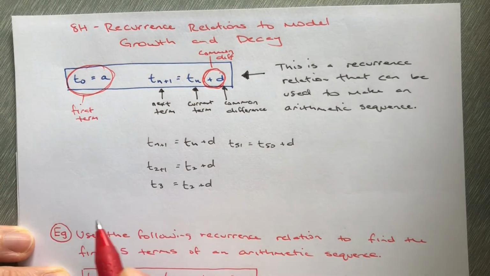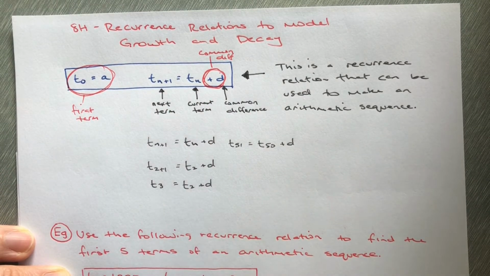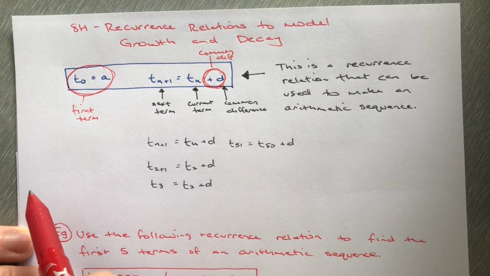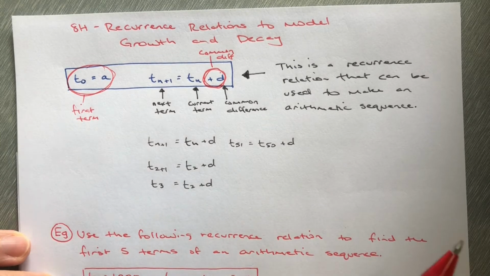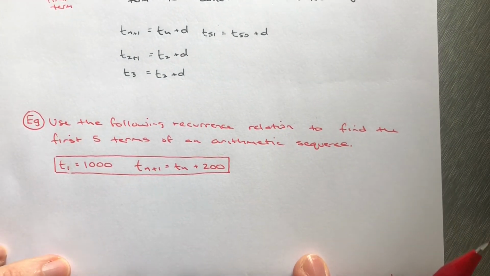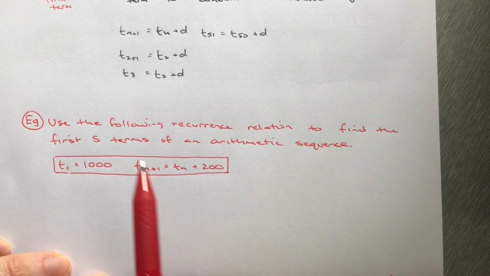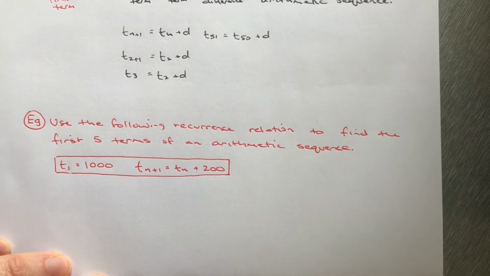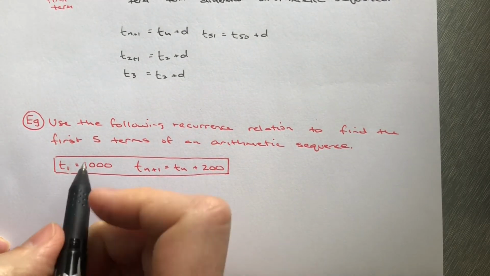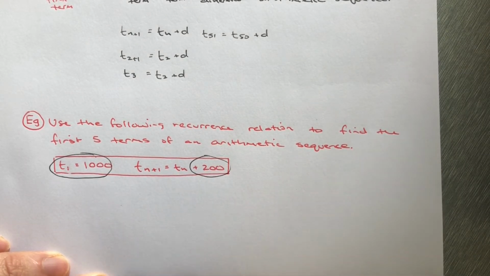And if you know the first term or any term, and you know the common difference, you're going to be able to keep adding the common difference to get the next terms. Or if you want to go backwards, you just take the common difference away. Let's do an example though, before we move on to the new stuff in 8H. It says, use the following recurrence relation, which we've got just here, to find the first 5 terms of an arithmetic sequence. So again, we've got our first term here, and we've got our common difference here.